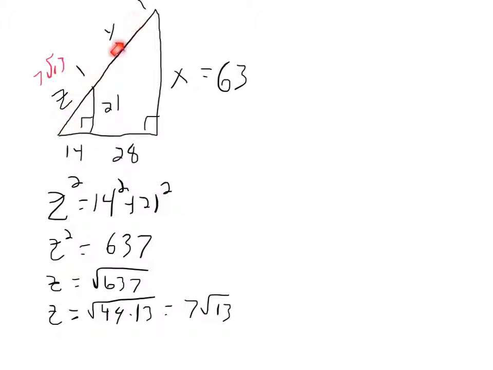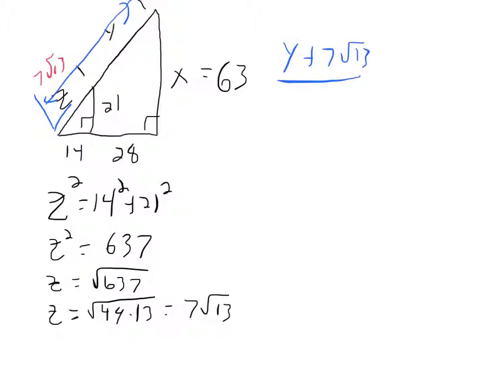Now, I've not finished the problem, but that was what you asked about, this part here. The other part is to find y, and you'd set up a proportion because of these similar triangles. If I started that for you, the length from there to there would be y plus 7 square root of 13.